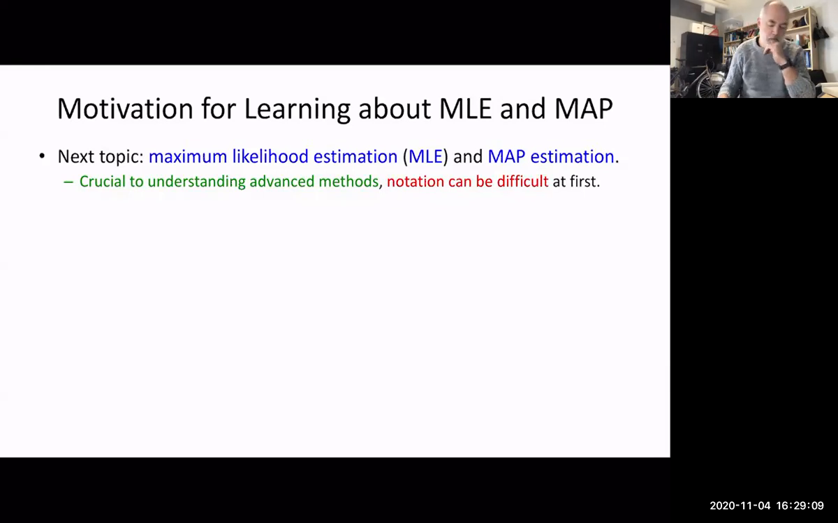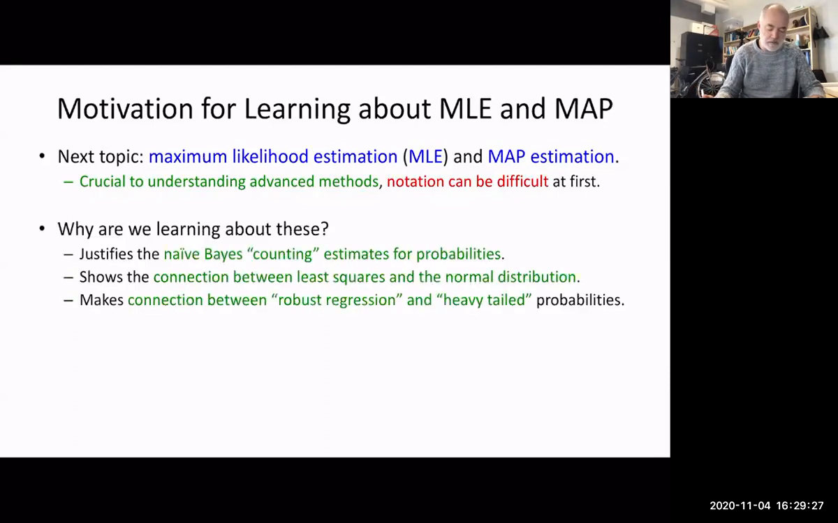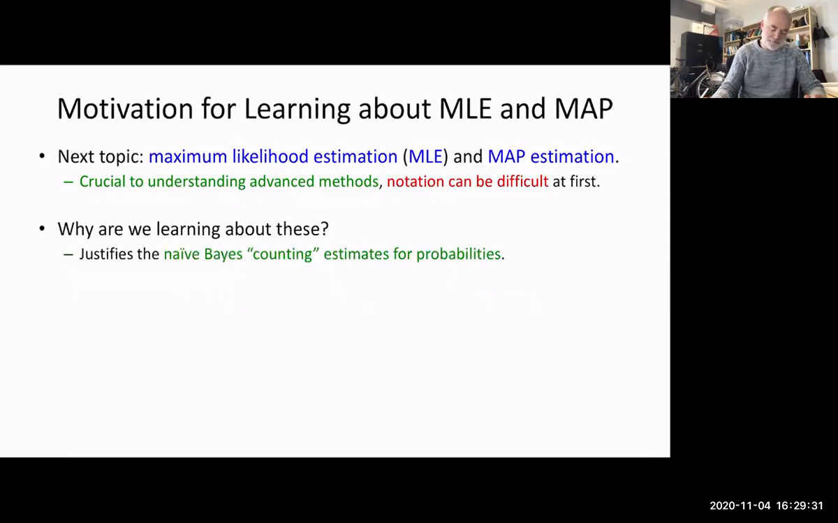The reason to think about probability and maximum likelihood and maximum a posteriori estimation is that it's crucial for understanding advanced methods and understanding what's actually going on in general. But the concepts and notation can be a little bit difficult at first, particularly if you don't have a background in statistics. So why do we think about these?